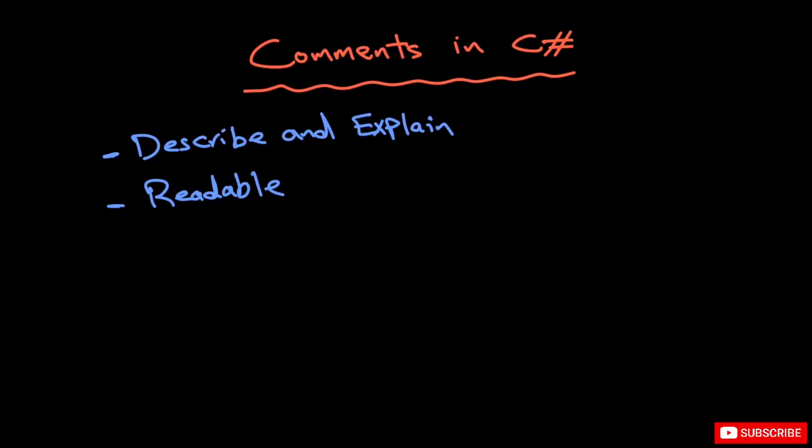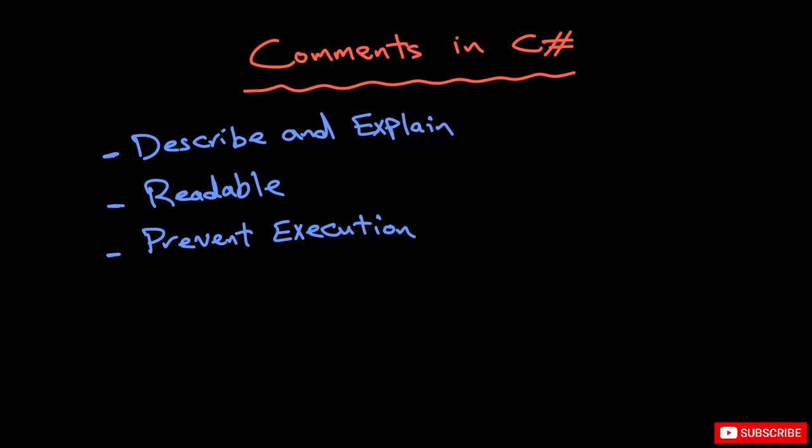Also, there is another feature of using comments in the C# programming language. You can prevent the execution of the program by using comments. Simply by commenting a block of code or a statement in the C# programming language, this will prevent the execution of this snippet of code.